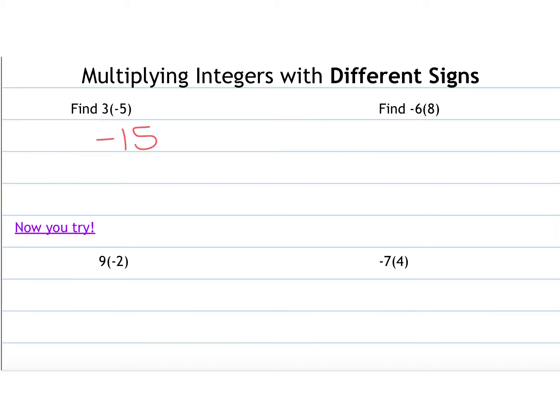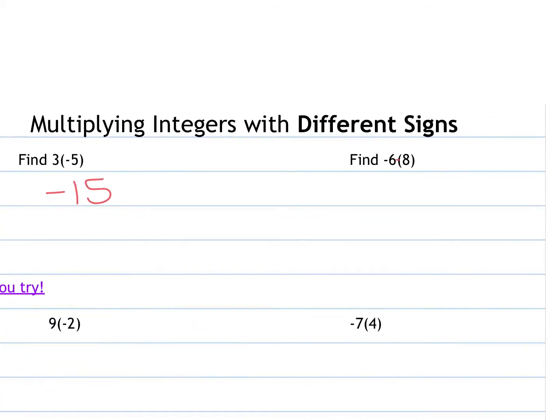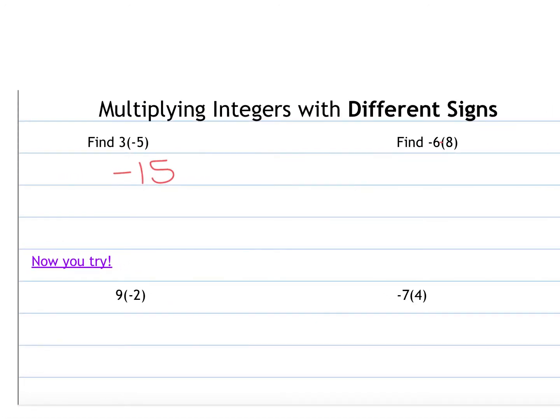Just as another reminder, when a number is attached to a parenthesis like that, that means multiplication. There is a multiplication sign there, it's just not shown. So, well, 6 times 8 is 48. And a negative times a positive is a negative. Pause, try the next one on your own before you come back to check.